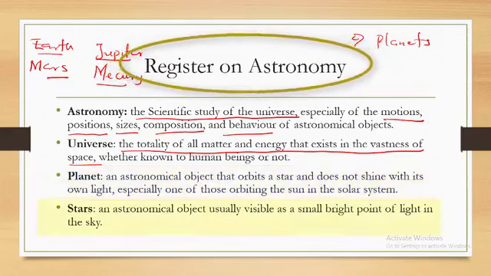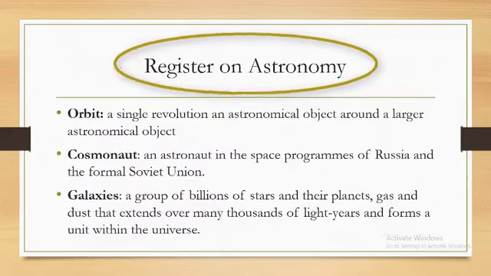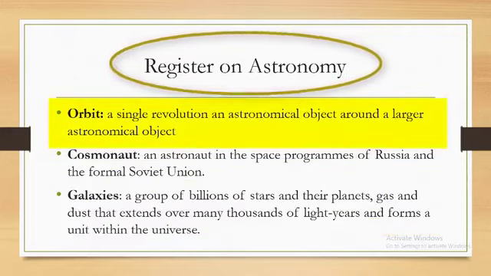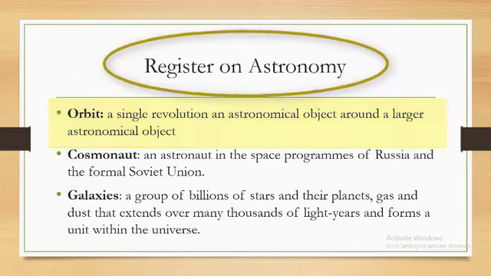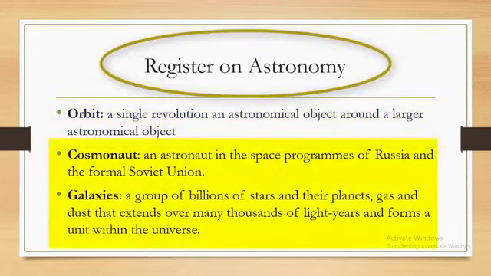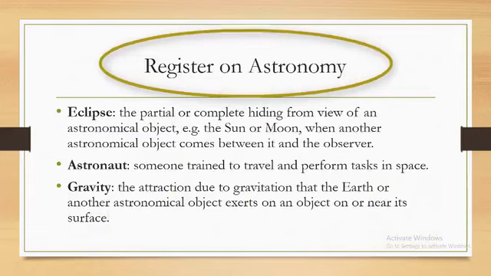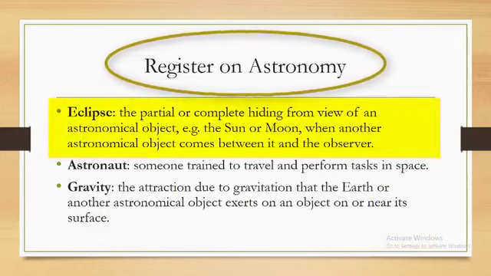Then we have stars too. Stars are also astronomical what? Objects. Alright, then we have an orbit. An orbit is a single revolution of an astronomical what? Object. Then we have what we call galaxies. Billions of what? Stars. And their planets and their gases. Okay, this is what we refer to as what? Galaxies. Then we also have what we call what? Eclipse.